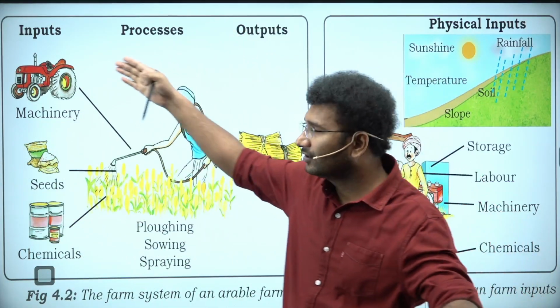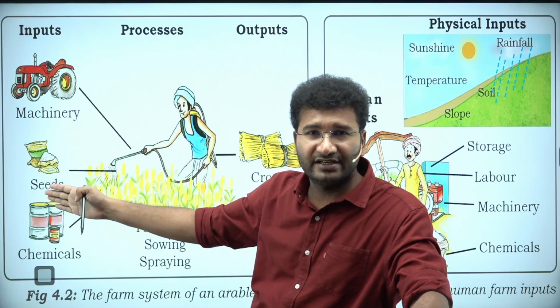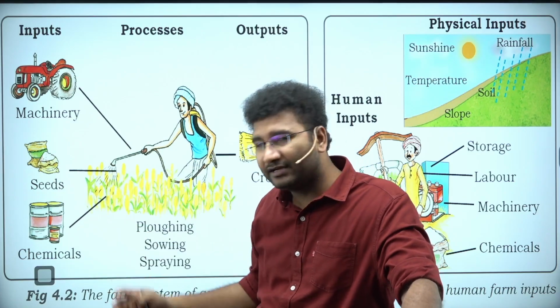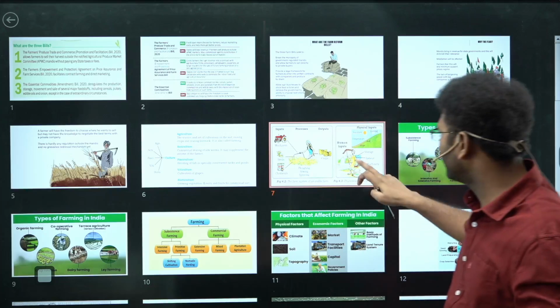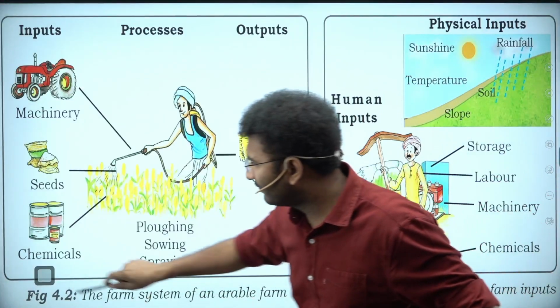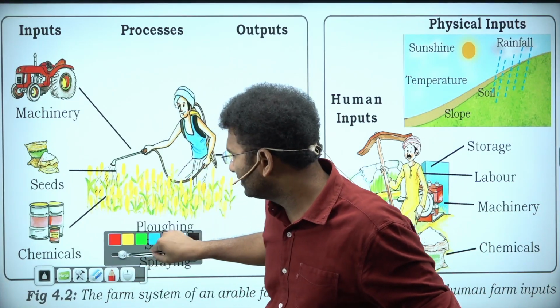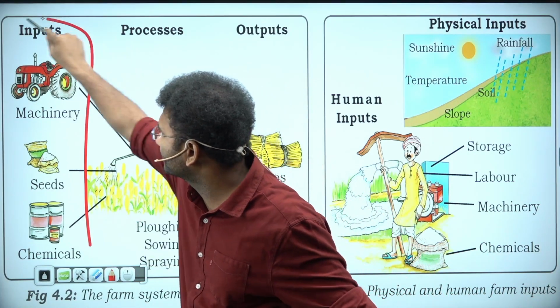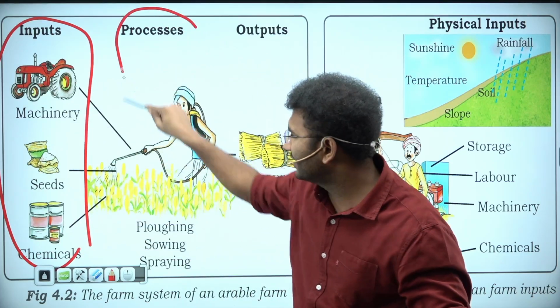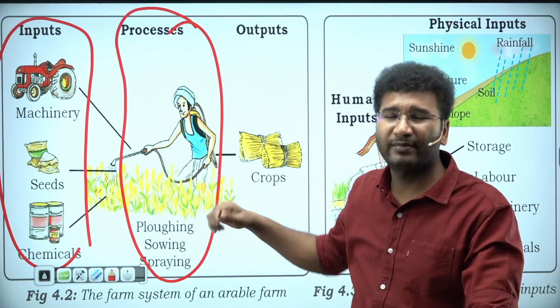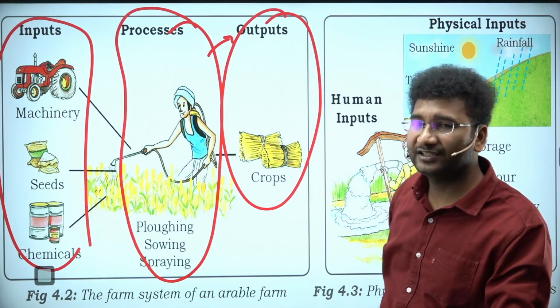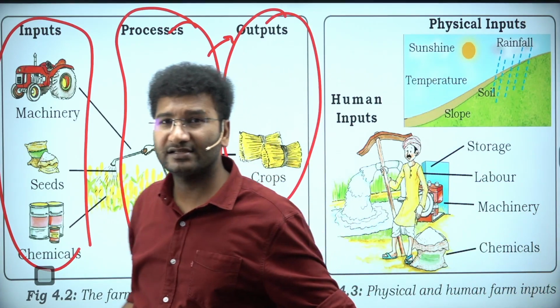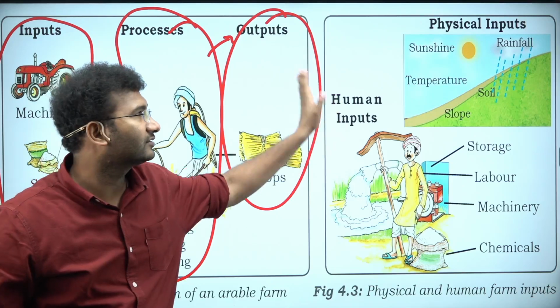In the input, you need machinery, you need seeds, you need land preparation, chemicals, fertilizers. Farmer has to invest on these aspects, right? A farmer has to invest on these aspects. These are called as inputs. Whereas processing includes the plowing, sowing, manuring, these aspects. Output includes the transportation, crop yield, buying and selling, also called as post-harvest, right?